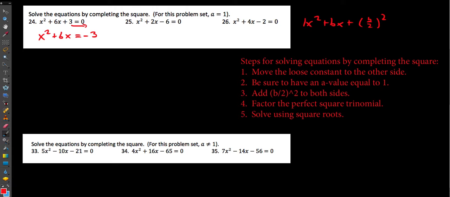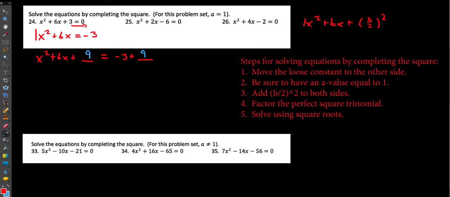Step 2 is, after we move this constant to the right side, we are sure to have an a value of 1, which we do, and then we add half of b squared to both sides. I tend to do it this way: x squared plus 6x plus a blank equals negative 3 plus the same blank. Half of 6 is 3, and 3 squared is 9. We put a 9 on this side, and of course what we do to one side we have to do to the other side.